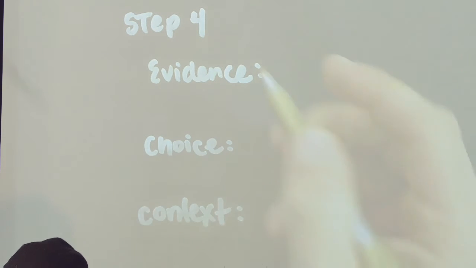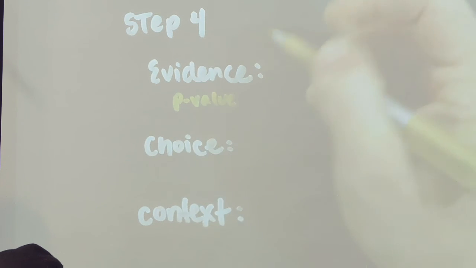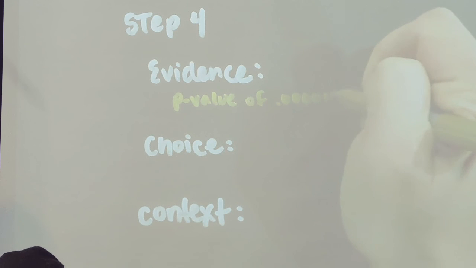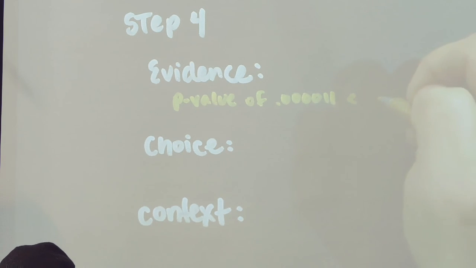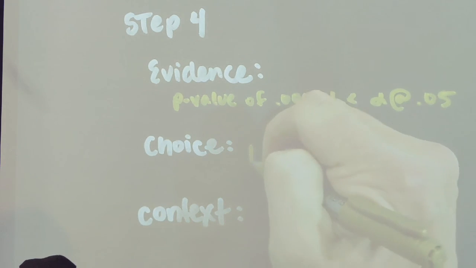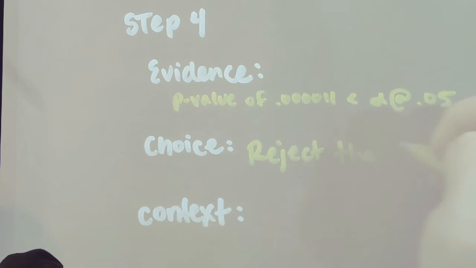So what is our evidence? Our evidence is that the p-value of 0.00011 is less than alpha at 0.05. All right, so p-value is wicked small, which leaves me with a very easy choice. Because it's less than alpha, it passes that threshold and allows me to reject the null hypothesis. Reject the null hypothesis.